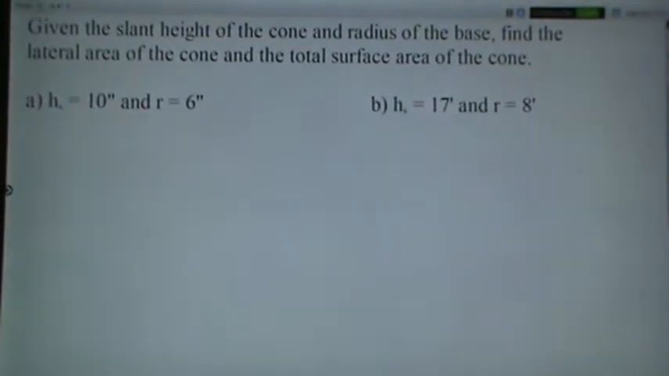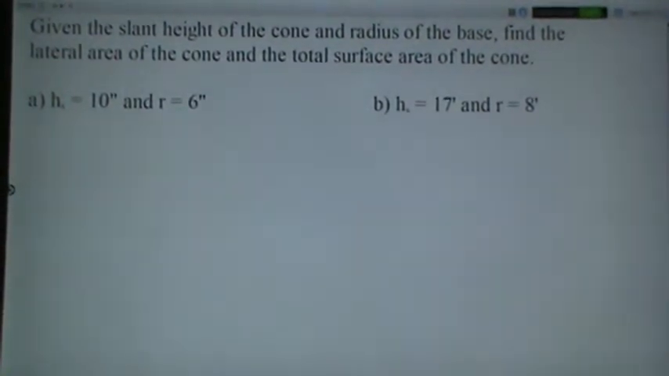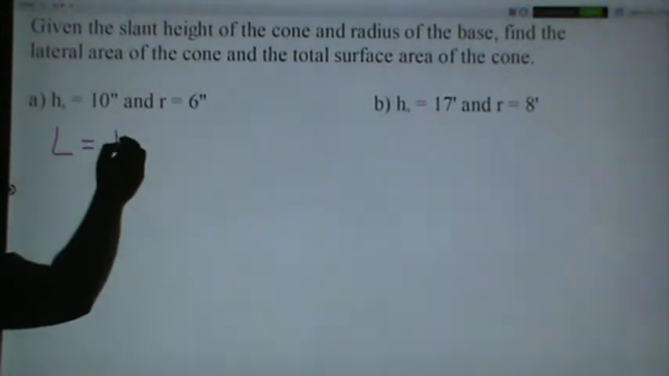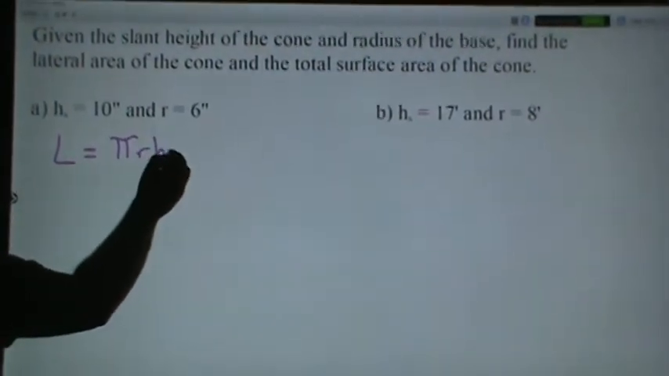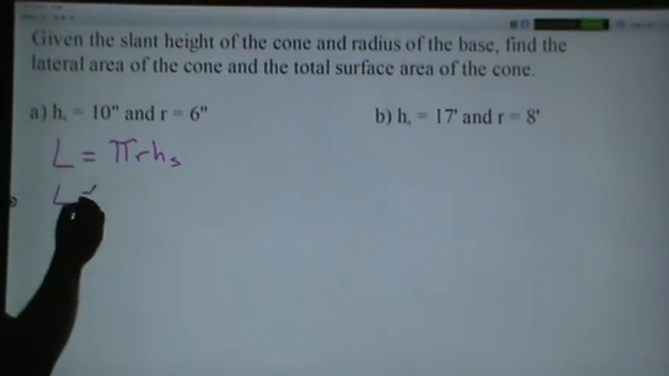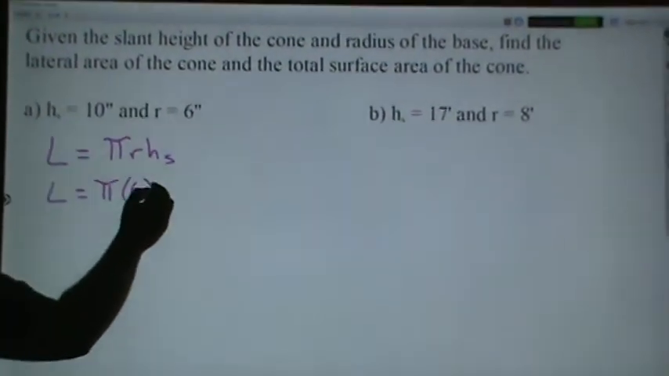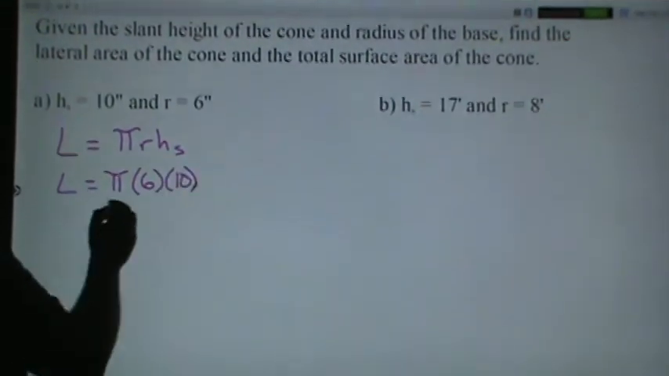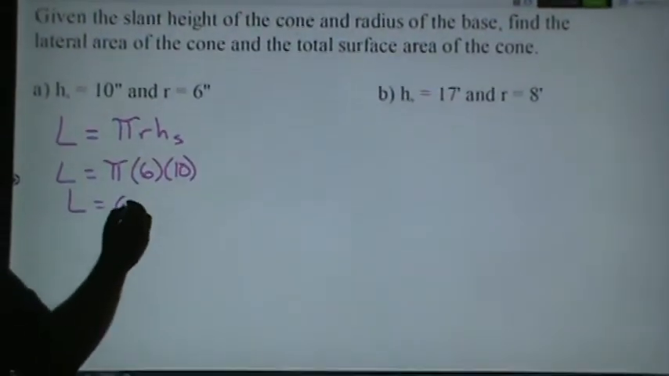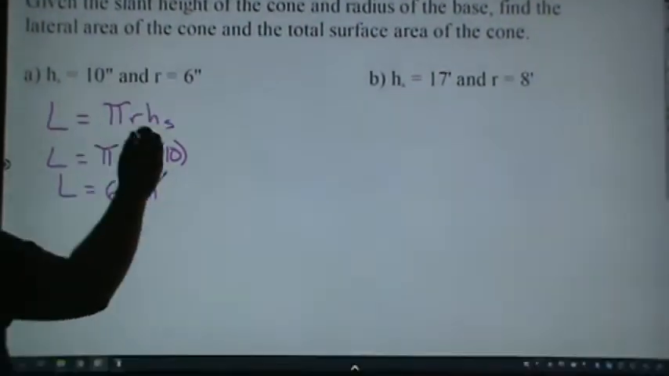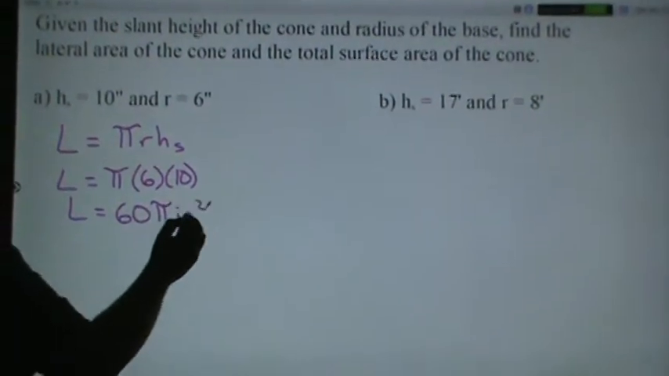Given the slant height of a cone and the radius of the base, find the lateral area of the cone and the total surface area of the cone. So we talked about lateral area. Lateral area is equal to pi r slant height. So lateral area is equal to pi times the radius is 6 times the slant height is 10. So the lateral area is equal to 60 pi. And in this case, our unit is squared, because it's an area, so we're going to have inches squared.